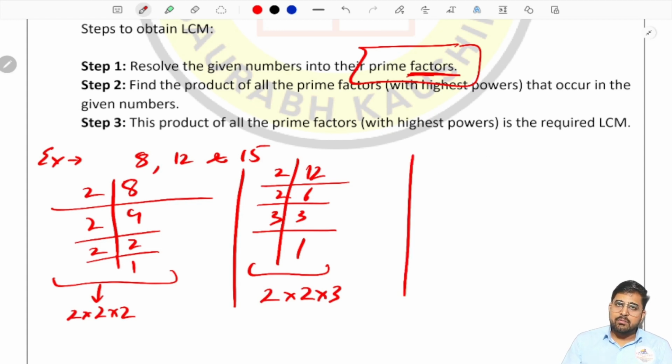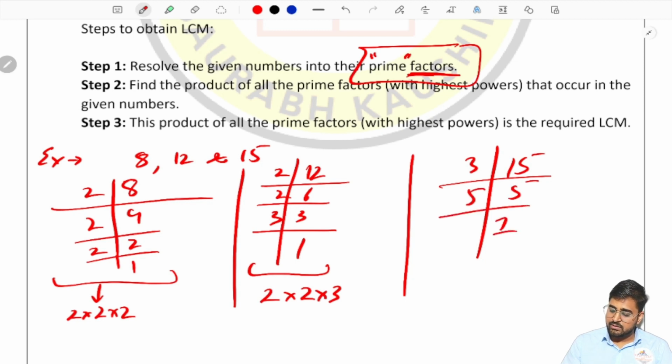Prime factor, I'm not talking about the factor. Factors are possible, but not prime factors. Prime factors mean the lowest term, the lowest way you can write that. The term prime is important here. You can make many factors, but prime is important. Now, for 15, the smallest one, 3 is smallest, then 5. So you can write it as 3 into 5.